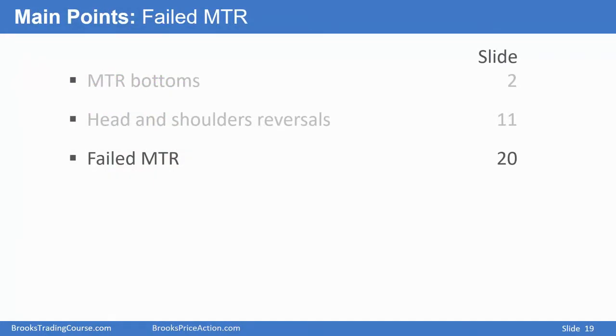All patterns fail, and they fail often. Most patterns fail at least 40% of the time. Major trend reversals only lead to profitable swing trades 40% of the time. That means basically they fail 60% of the time.